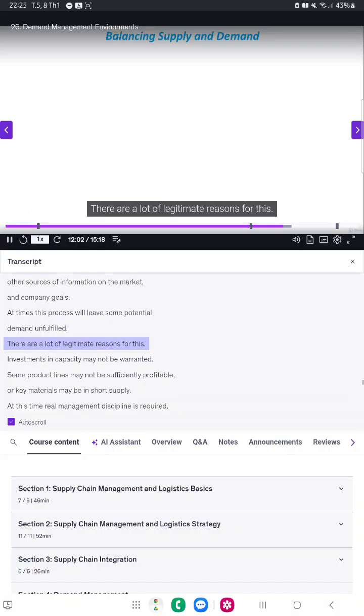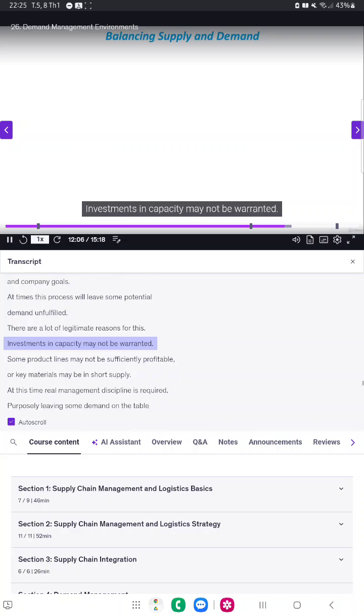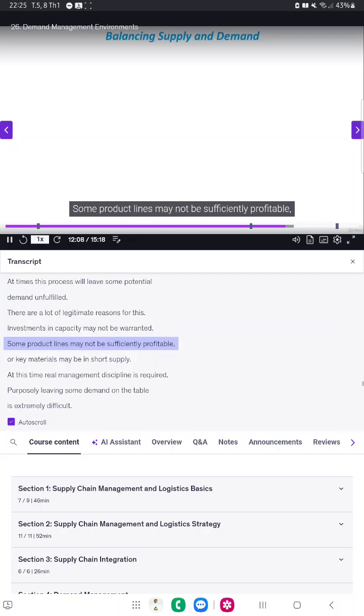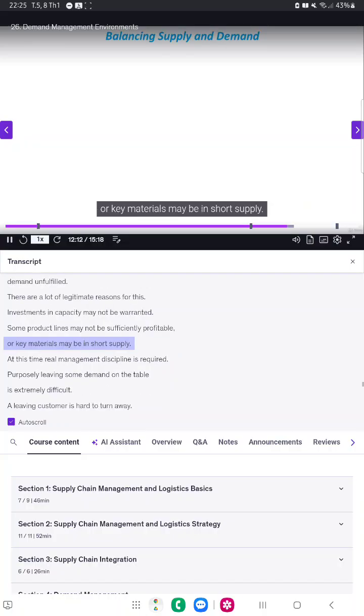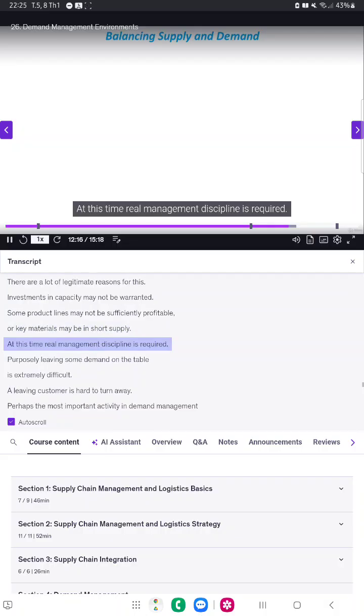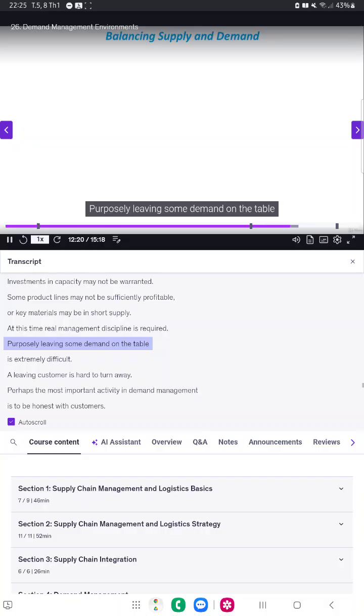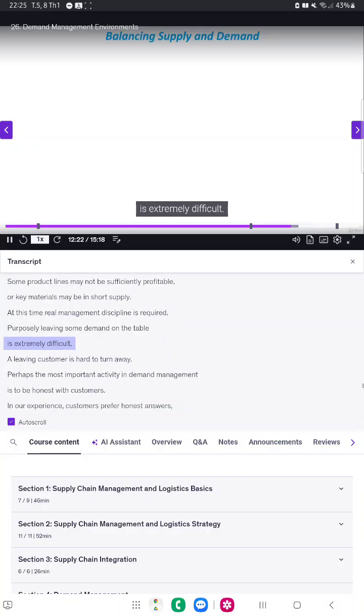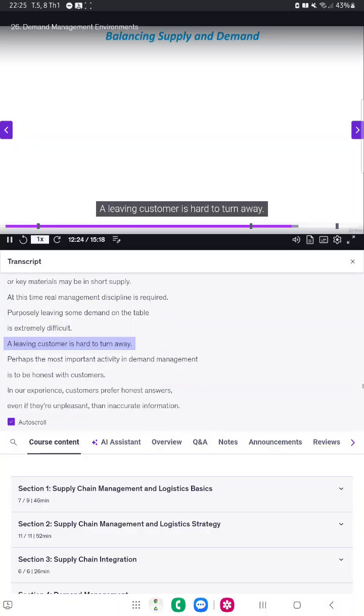There are a lot of legitimate reasons for this. Investments in capacity may not be warranted. Some product lines may not be sufficiently profitable, or key materials may be in short supply. At this time, real management discipline is required. Purposely leaving some demand on the table is extremely difficult. A pleading customer is hard to turn away.